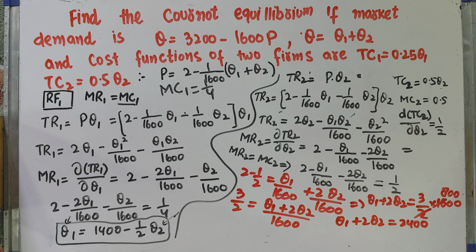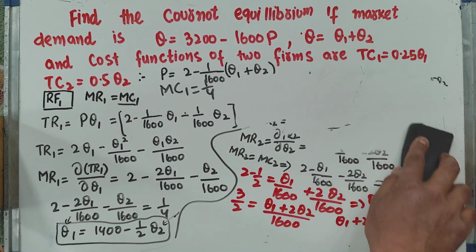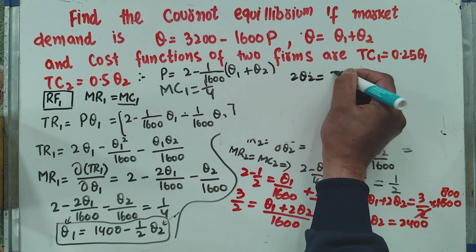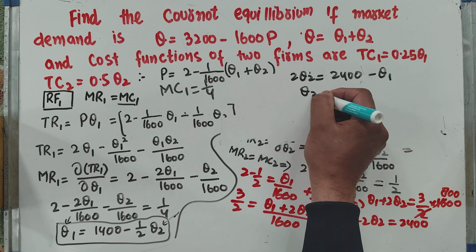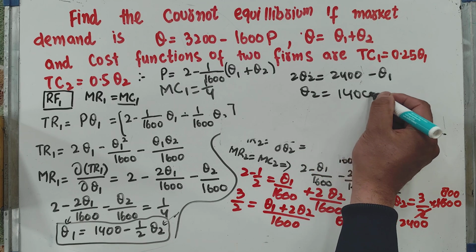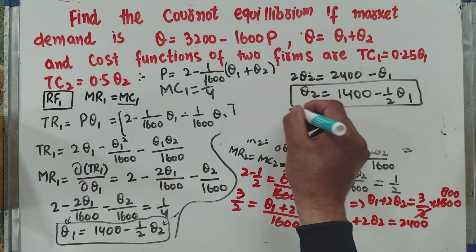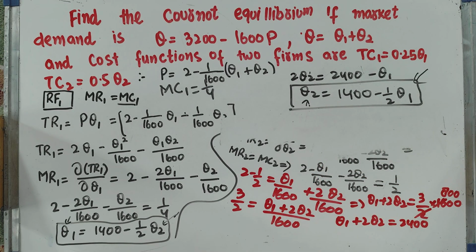So since we need to solve it for q2 here, twice q2 is equal to 2400, transpose it here, it becomes minus q1, divide both sides by 2, q2 will be equal to 1400 minus 1 upon 2 q1. This is the reaction function of firm 2. It shows how much quantity firm 2 should produce given firm 1 has chosen its optimal quantity.